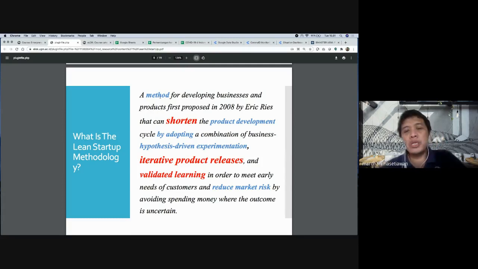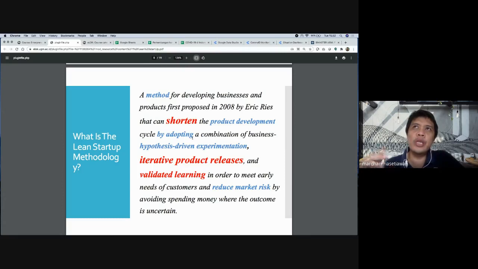Yeah. So the first principle is you think about the business first, and then the product is second. But of course, because we think about the business and product together, we can shorten the product development cycle, by adopting a combination of business hypothesis driven experimentation. It means we do the research and development in the business process, and then we add it into the development of the products.